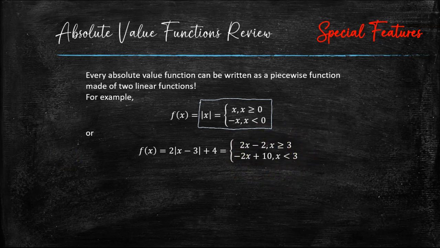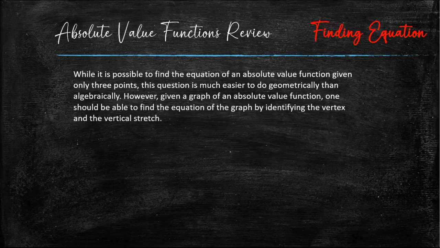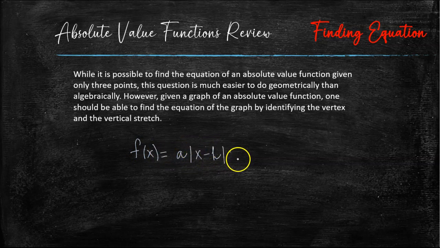Now, let's talk about finding equation. And when it comes to absolute value equations, so technically we have an absolute value function that looks something like this. So technically we have 3 parameters, so we probably need 3 points, and there is only one absolute value function that passes through any 3 points.